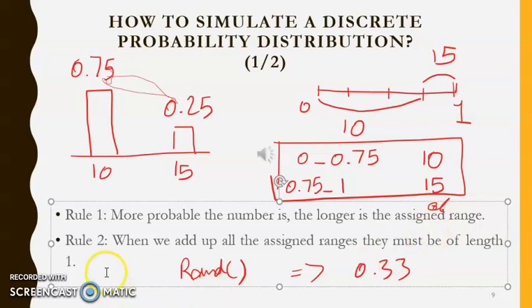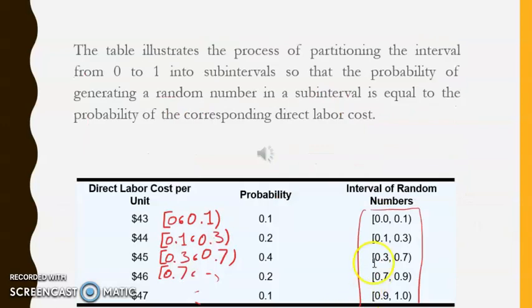Okay, rule 2: when we add up all the assigned ranges, they must be of length 1. Here, if you add 0 to 0.75 and 0.75 to 1, the length would be 1. And here, when you add all of these ranges together, 0 to 0.1, 0.1 to this, and all of them, the range is 0 to 1. Makes sense?